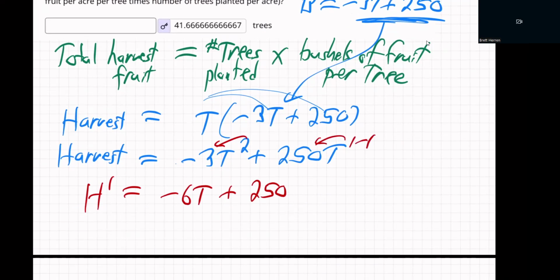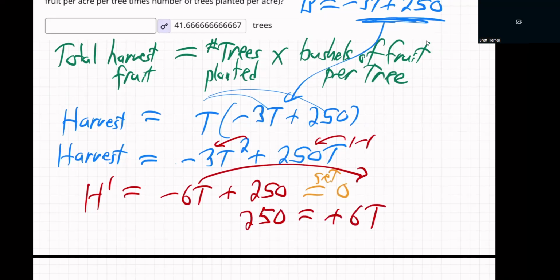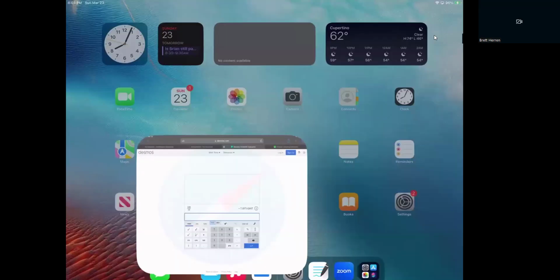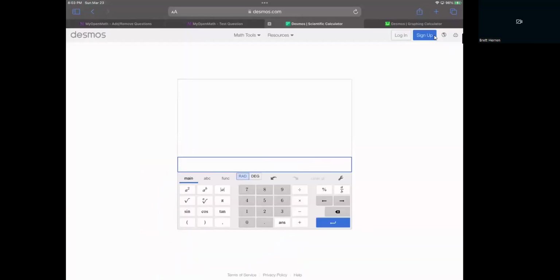And then you do what? You set that equal to 0. So I'm going to grab this guy and jump him over. So 250 is plus 6t, and then divide by 6. Boom. Oops, a little scribbly there. Let's go to Desmos, 250 divided by 6.